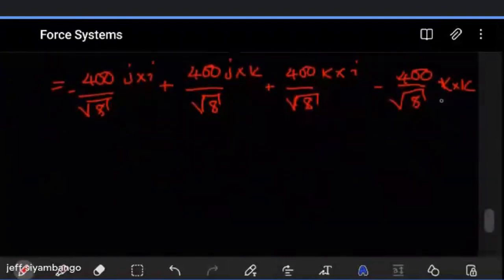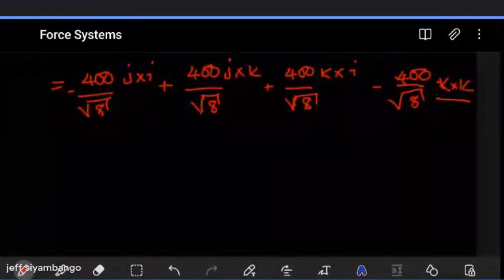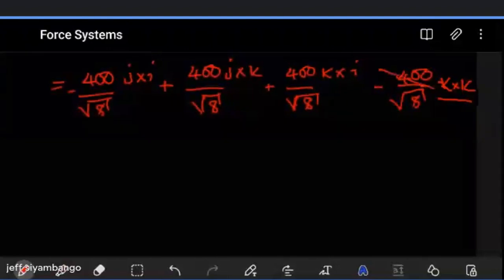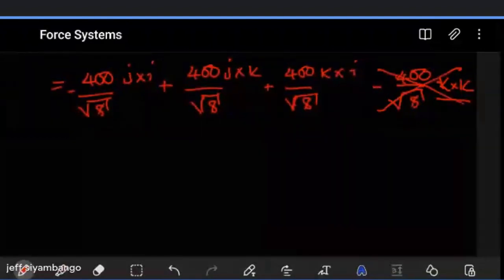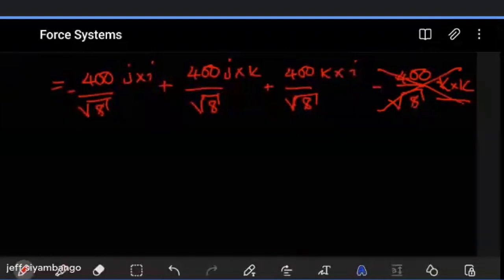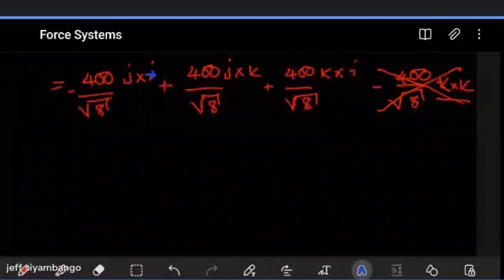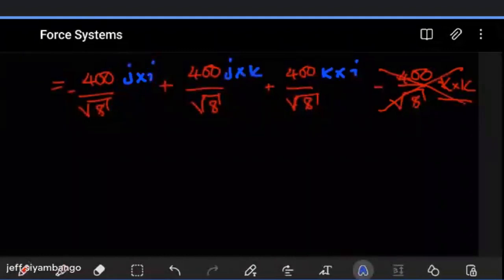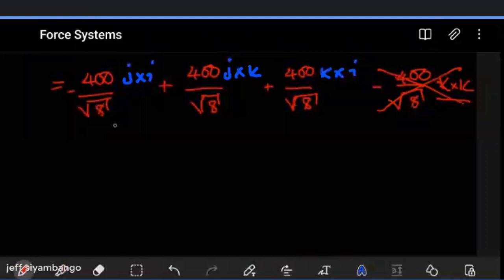When you look at this, what will be k cross k? What is k cross k? So this term disappears instantly. So we only have to worry about these 3 terms here. So we now want to know what is j cross I. What will be this? So we now want to know what this will be, also what this will be, and also what this will be. So what is j cross I?